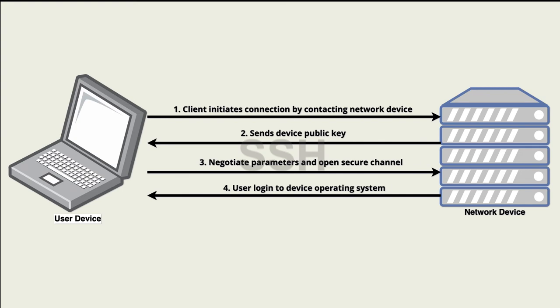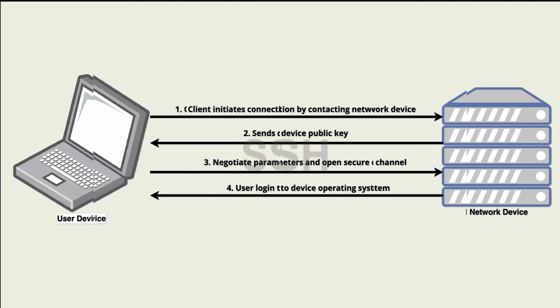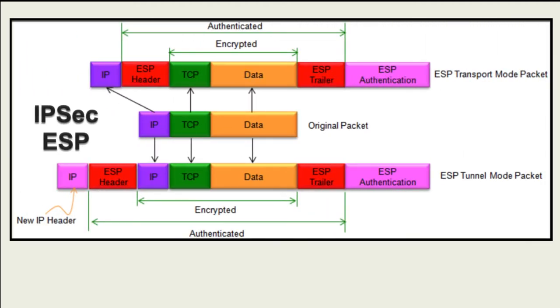SSH is often used by network administrators, securely connecting to network devices and performing maintenance tasks. IP security, or IPSec, encrypts traffic on the network and between networks. For a detailed look at how both of these work, watch the video above.